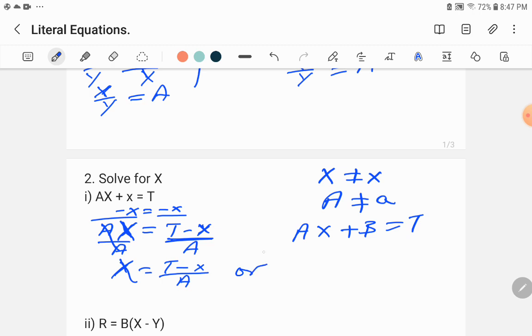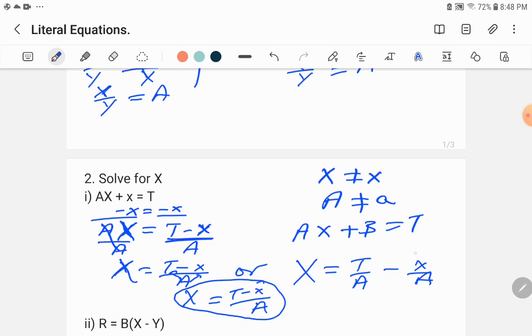Or this a belongs to both terms in the numerator, so we could write it as capital X is equal to t over a minus lowercase x over a. Okay, so either answer will work. Okay, so let me write this over again. Either way, especially if you have like a multiple choice test, you need to know that this is the same as this, okay?